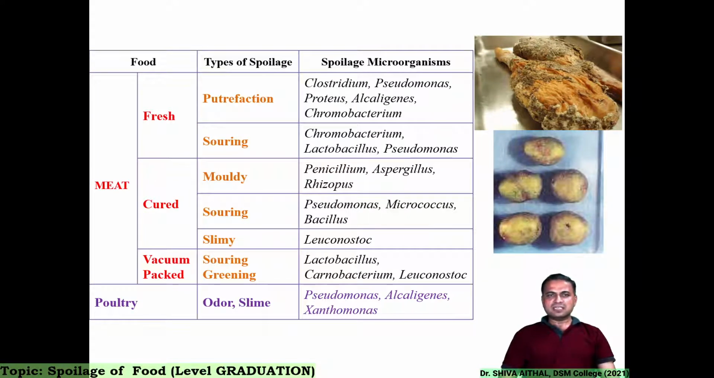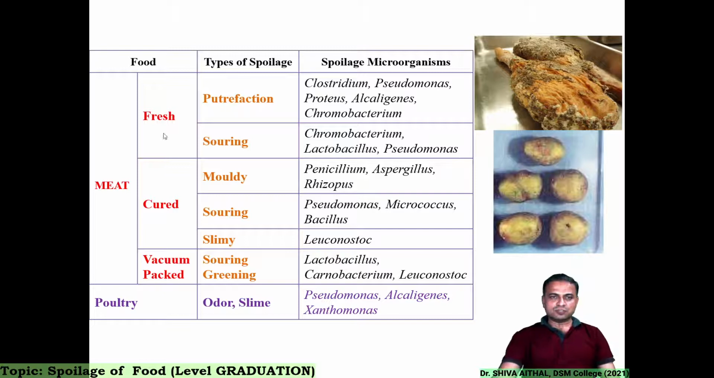Now, having said that, there are various types of foods, there are various types of spoilages and the causing organisms, the spoilage microorganisms, which is our main interest of discussion here. So if you see one of the most perishable foods, why I started with meat and poultry here. The first slide itself is meat and poultry. Why? Because this is one of the most easily perishable foods as it is rich in nutrients. The meat can be fresh meat, cured meat or vacuum packed meat.